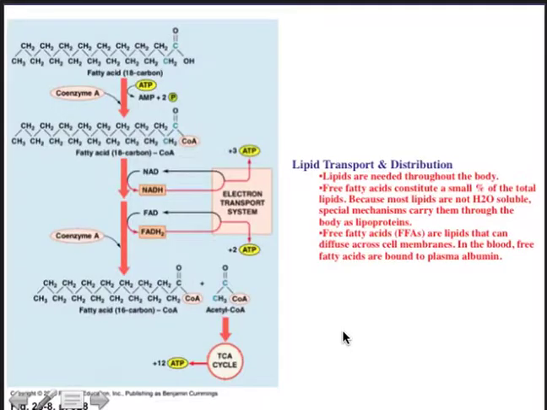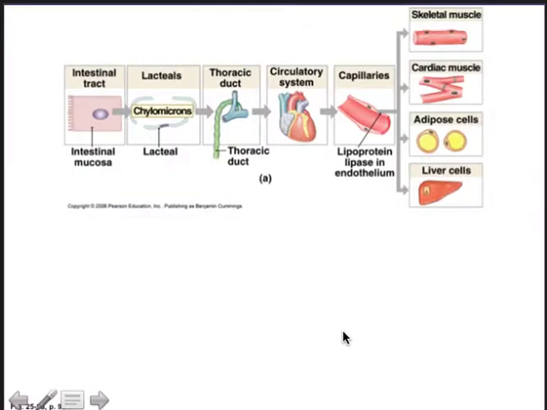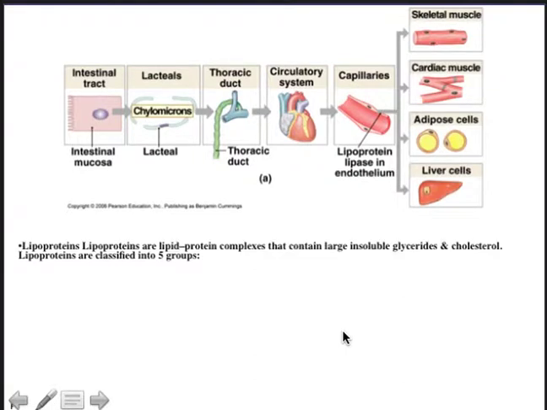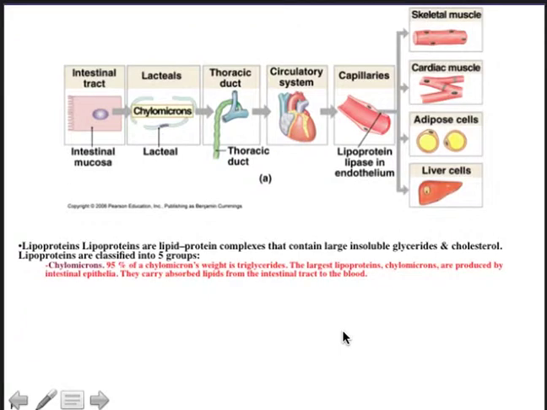And what you're looking at here is just the steps of beta oxidation again. Lipoproteins are lipid-protein complexes that contain large insoluble glycerides and cholesterol. They're classified into 5 groups. Chylomicrons make up 95% of these. I'm sorry, 95% of a chylomicron's weight is in triglycerides. This is what's called bad cholesterol.